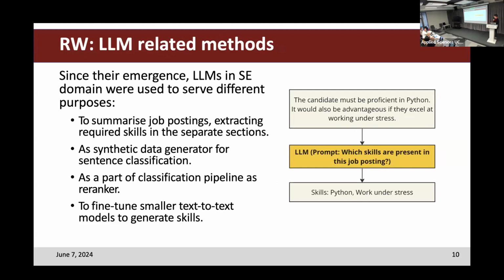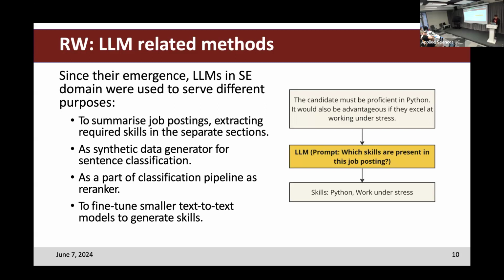And the last but not least, the recently surged in popularity, LLM-related methods. Since the emergence of LLMs, we found several papers that try to use them for skill extraction. The most straightforward approach is to ask it to summarize a job posting, extracting required skills in separate sections. But there is a problem here: we need to somehow evaluate it, and the evaluation is not straightforward.